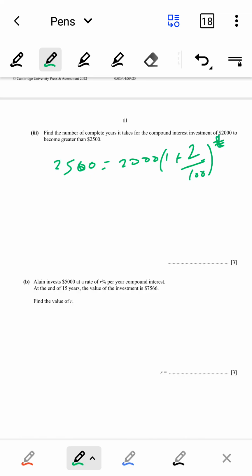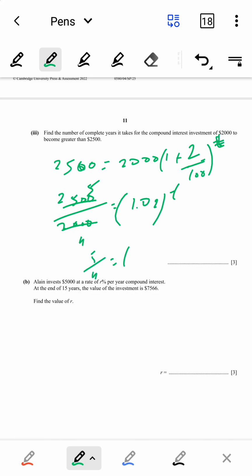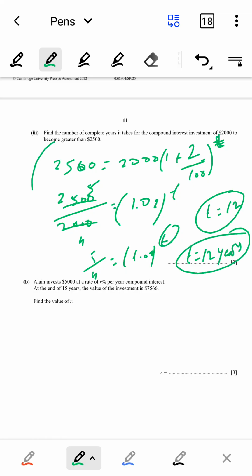I'll be telling the simplified version now. So 2500 by 2000. So here 100 plus 2, 102 by 100, we can write 1.02 the whole power t. We can simplify here, 5 by 4. If you substitute the t value here as 9, 10, 11 like that, you will get the value above 2500 when you use a calculator. When you substitute t equal to 12, you will be getting above 2500. So therefore t equal to 12 years. So very simple, but the steps are mandatory.